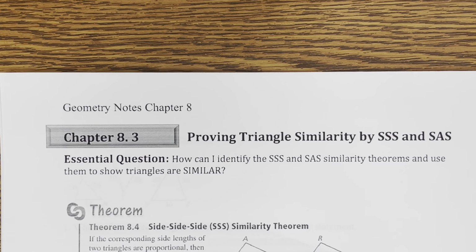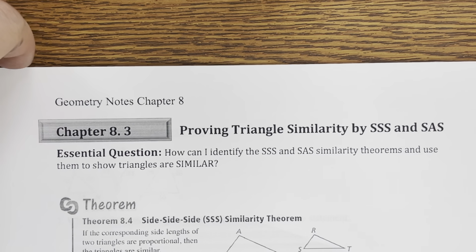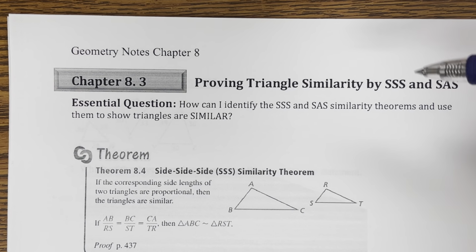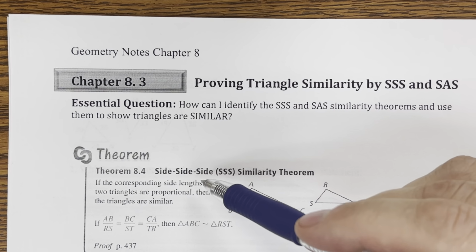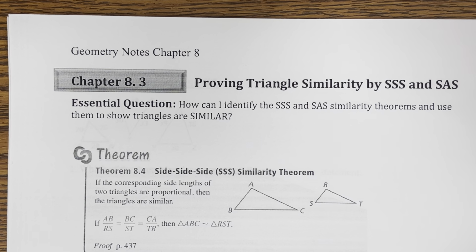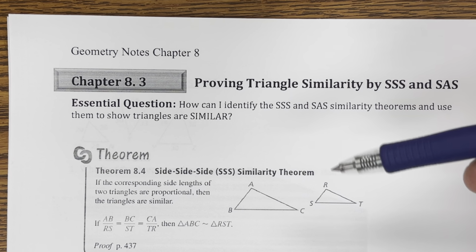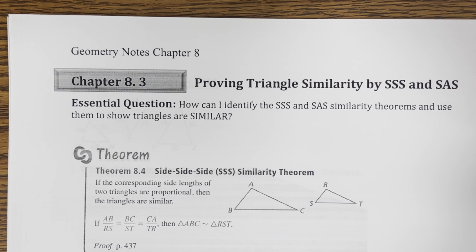Goal for today is to prove triangles similar by using side, side, side, and side, angle, side. So, first theorem, side, side, side, states that if the corresponding side lengths of two triangles are proportional, then the two triangles are similar. So we're going to have to check to make sure that the corresponding parts all have the same ratio in regards to their side lengths.